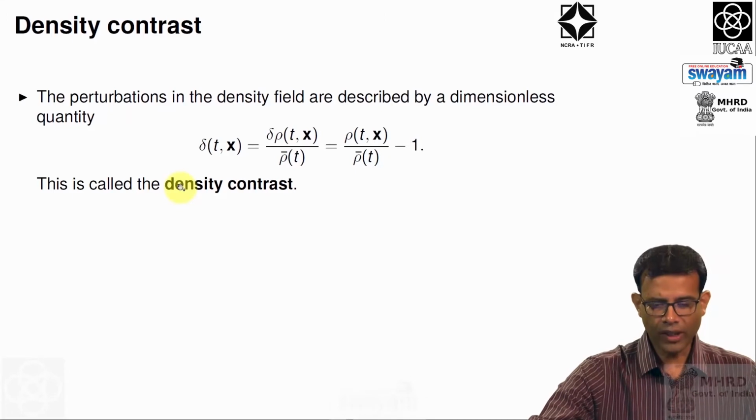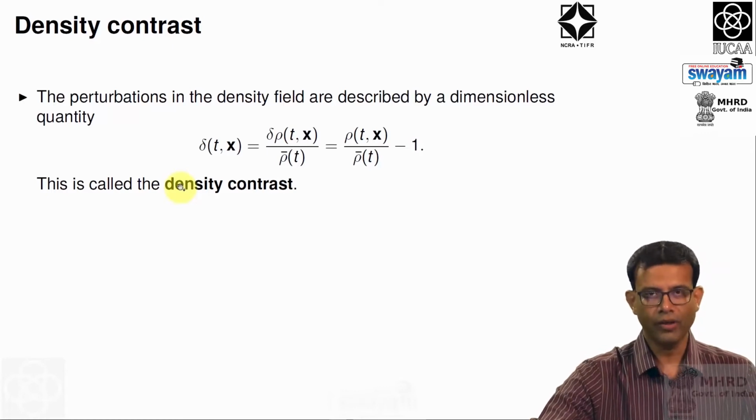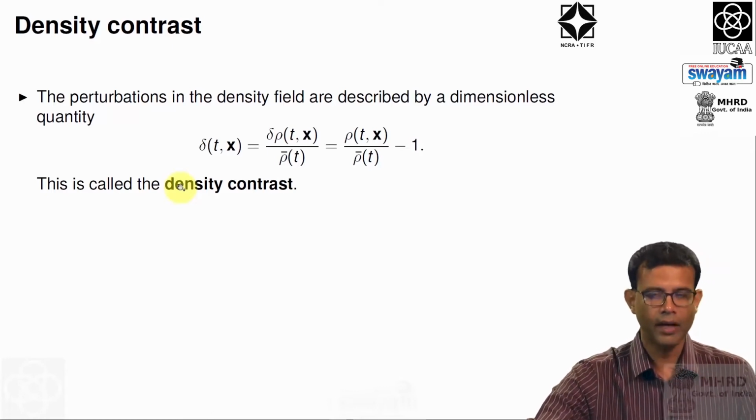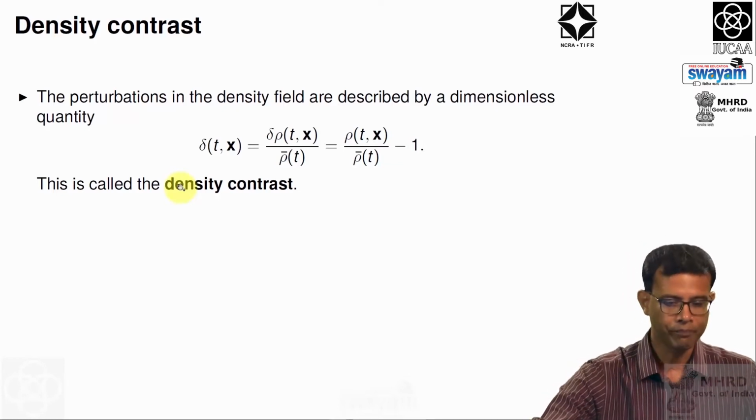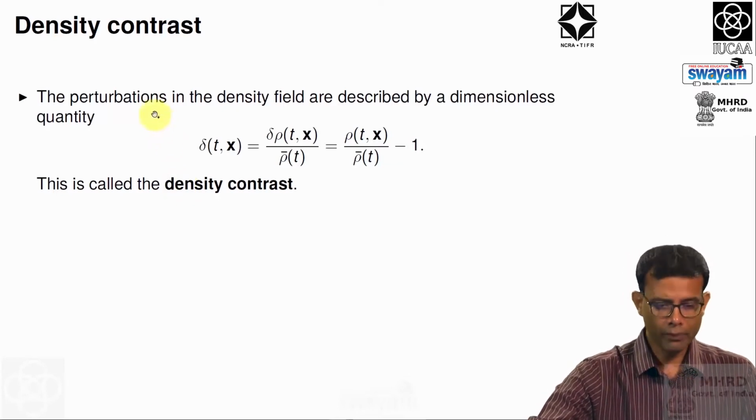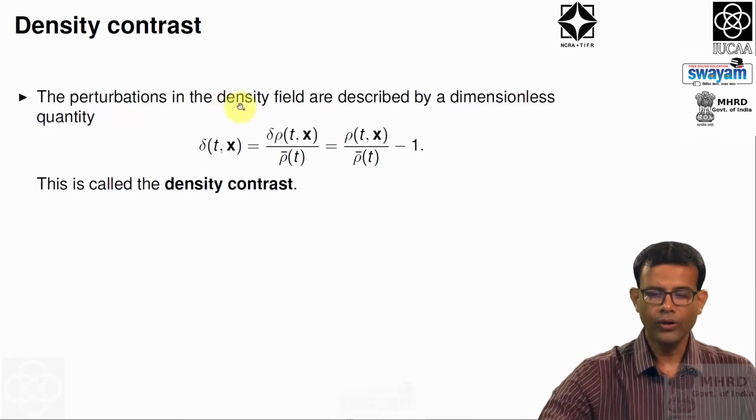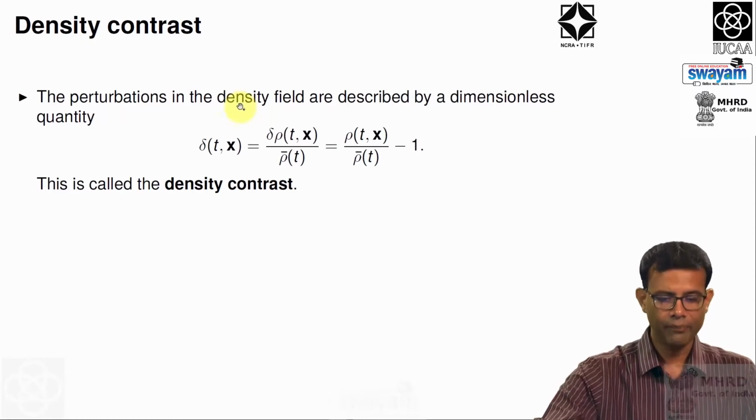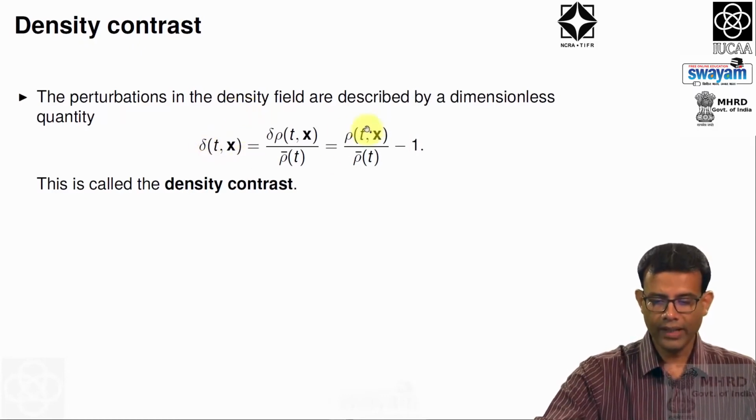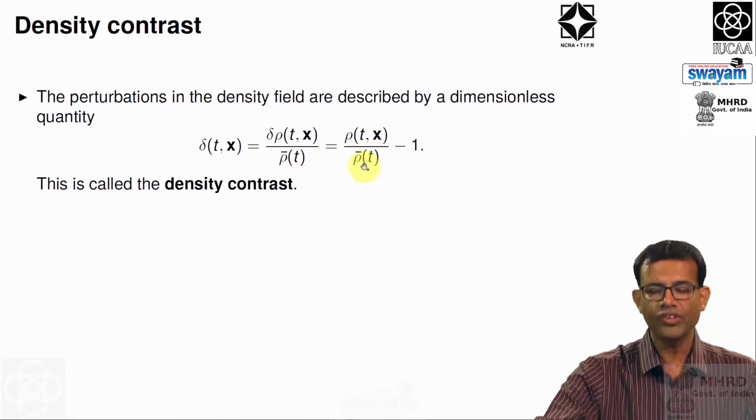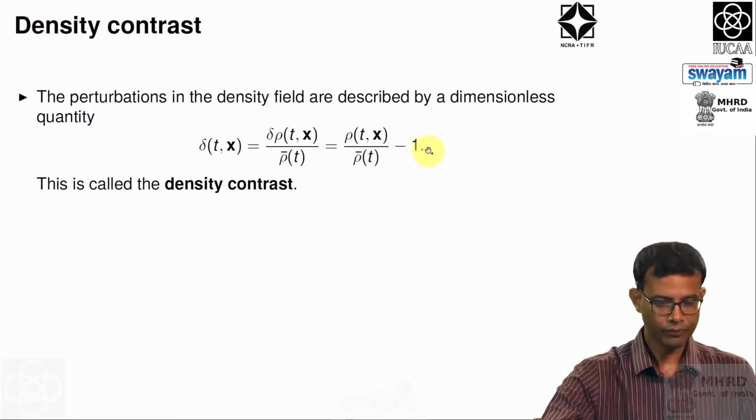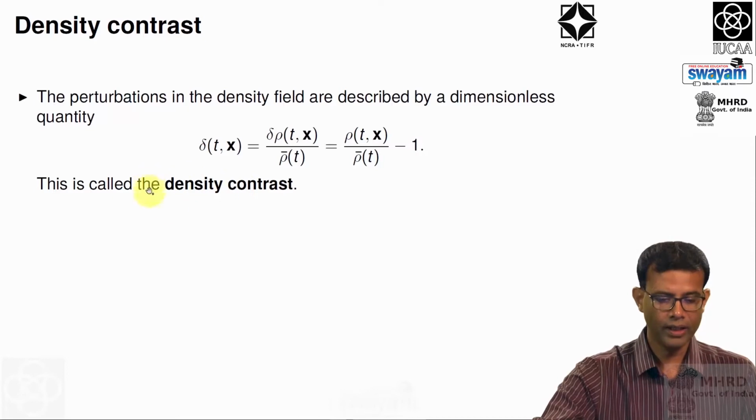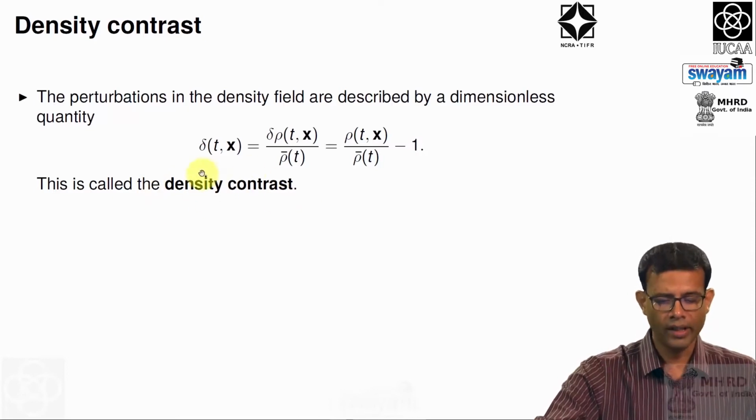Now, that was the potential. You can ask what would be the evolution equation for the perturbations, for example, in the radiation density or the temperature or whatever, some observable. Now, the perturbations in the density field are usually described by a dimensionless quantity, let us call it delta. Delta is nothing but the density divided by the average smooth density minus 1. This is the definition of a quantity which we will call density contrast.